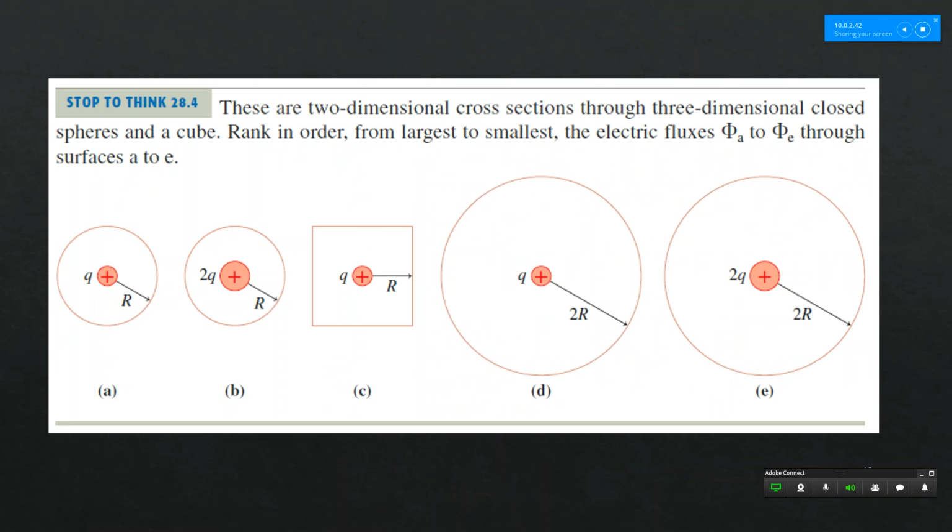I have a question for you guys. There are 5 examples here. Tell me which one of these examples has the highest flux, and then tell me the ones that go lower. So basically, place them in decreasing order of flux, the first one being the highest flux, the last one being the lowest flux.